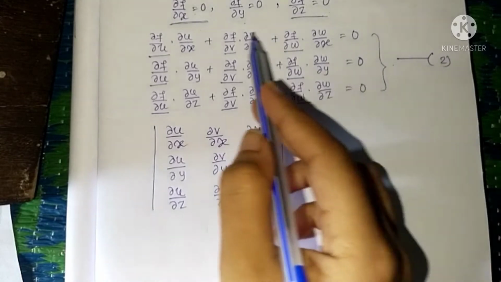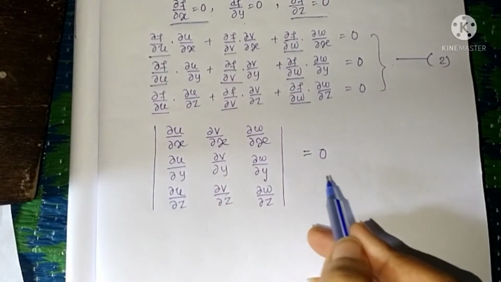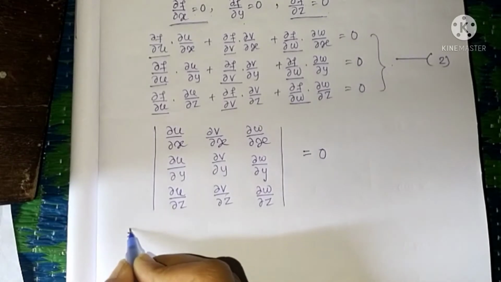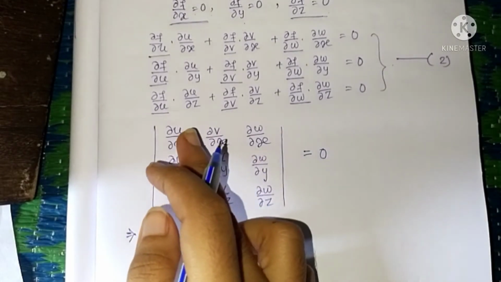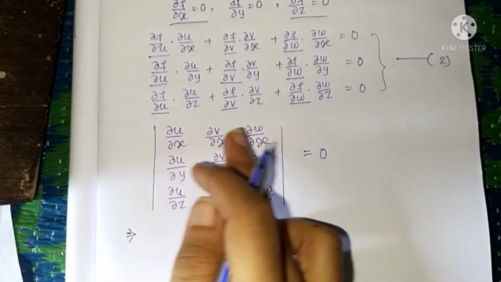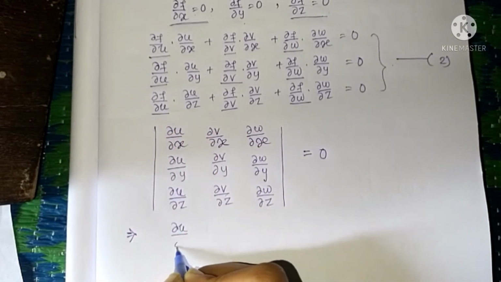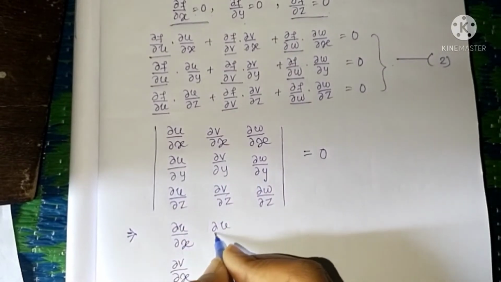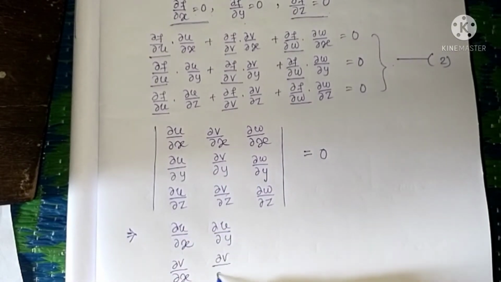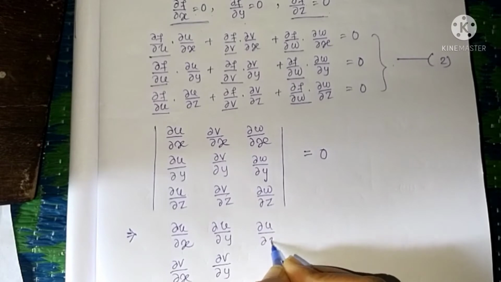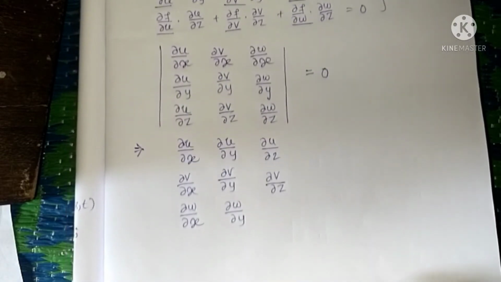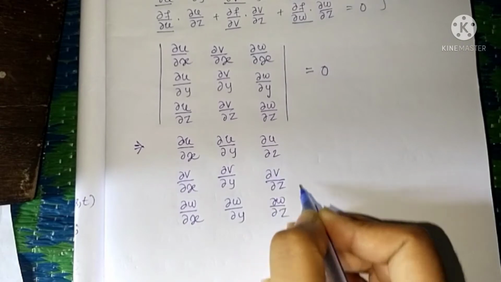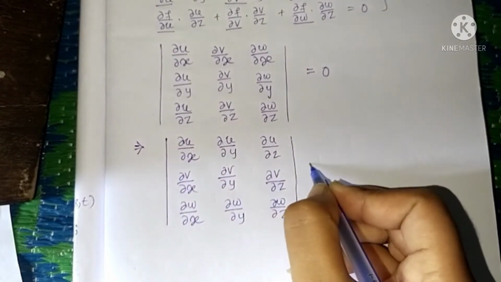In equation 2, we form a determinant that is equal to 0. Here we can interchange rows into columns. That is del u by del x, del v by del x, del w by del x. Here del u by del y, del v by del y, and del w by del y. Then here del u by del z, del v by del z, and del w by del z. Its determinant equals 0.